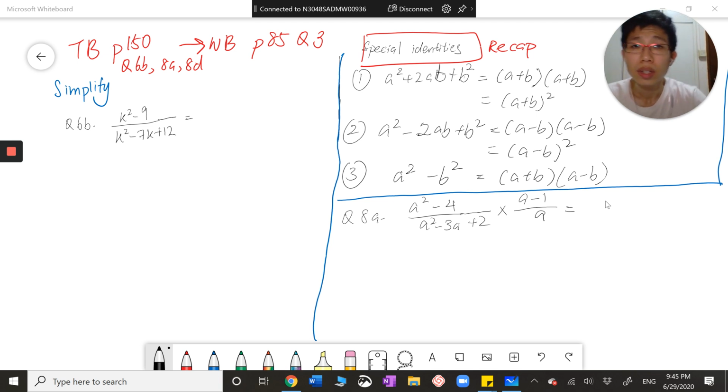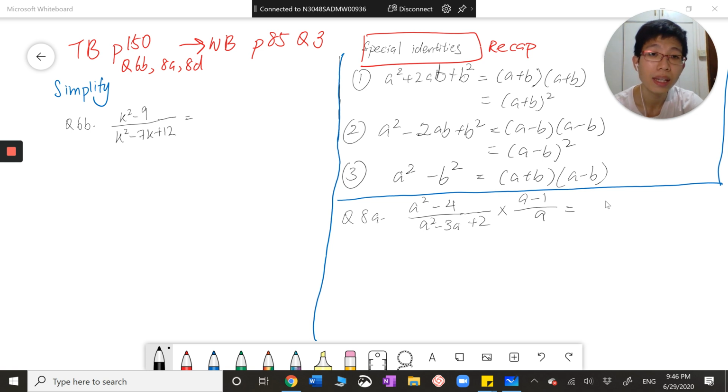Special identity, there are 3 types. First one is a squared plus 2ab plus b squared. These are your perfect square special identities. When you factorize it, it'll give you (a plus b) squared. The second one is a squared minus 2ab plus b squared. When you factorize it, you will get (a minus b) squared.